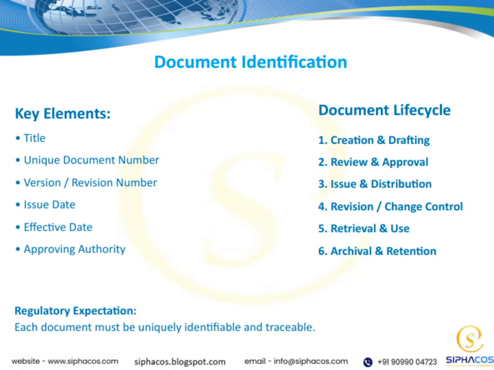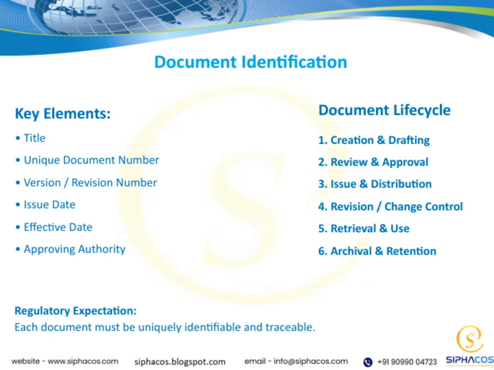Let's talk about the regulatory expectation that each document must be uniquely identifiable and traceable. This is crucial for maintaining control and accountability in our documentation processes. When we say document identification, we're referring to key elements that help us distinguish one document from another. These include the title, which clearly states what the document is about, and a unique document number that sets it apart from all others. We also need to track the version or revision number, because documents often go through updates, and it's important to know which version you're working with.